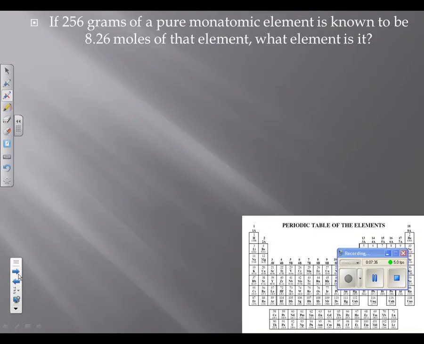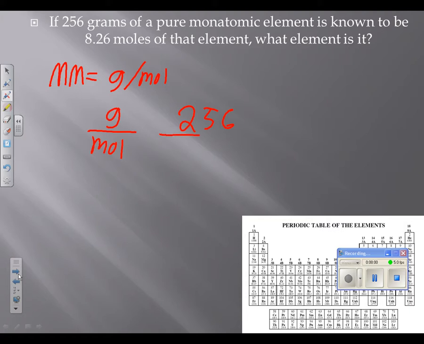Moving on. Once again, this one's a little bit more difficult. 256 grams of a pure monatomic element is known to be 2.26 moles. What element is it? This one requires a little bit of logic. If we remember, our molar mass is in grams per mole. We can write that differently by saying grams over mole. It means the exact same thing. So if we've got 256 grams and 8.26 moles, you do that math problem, and it gives you 30.99. Now that's actually your molar mass.